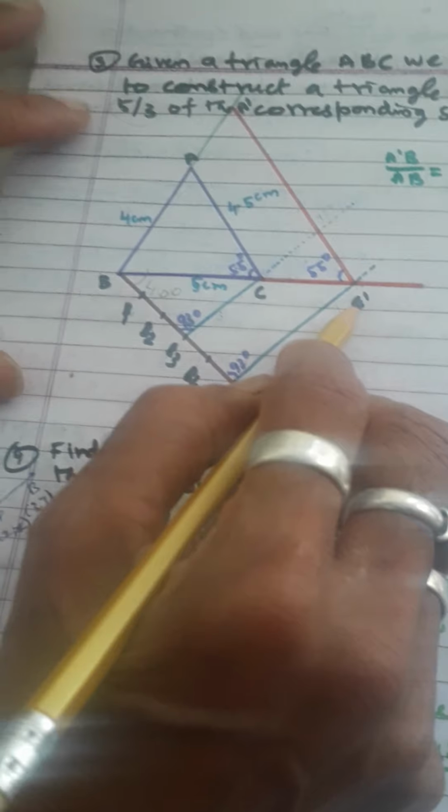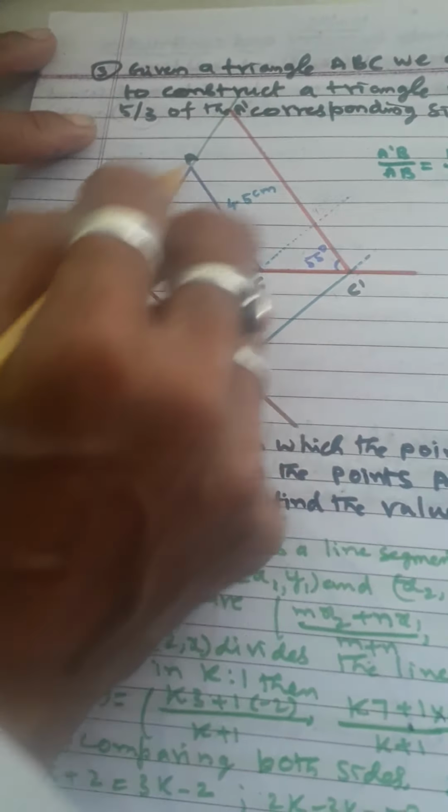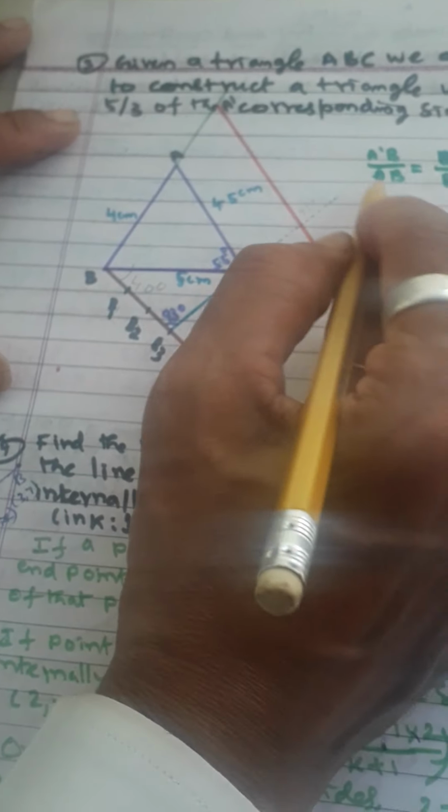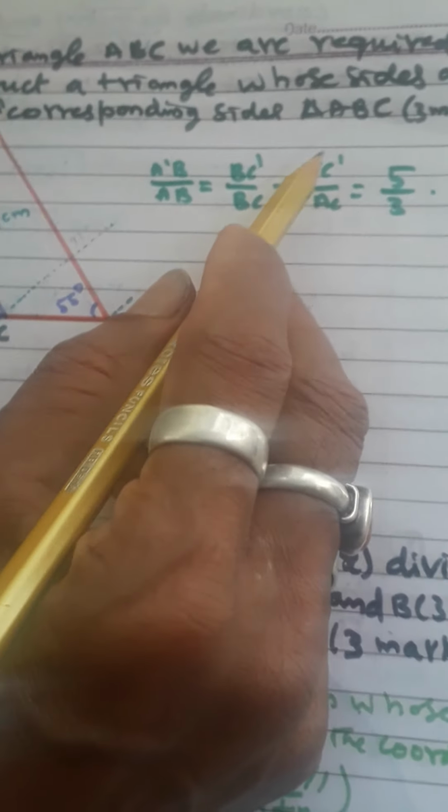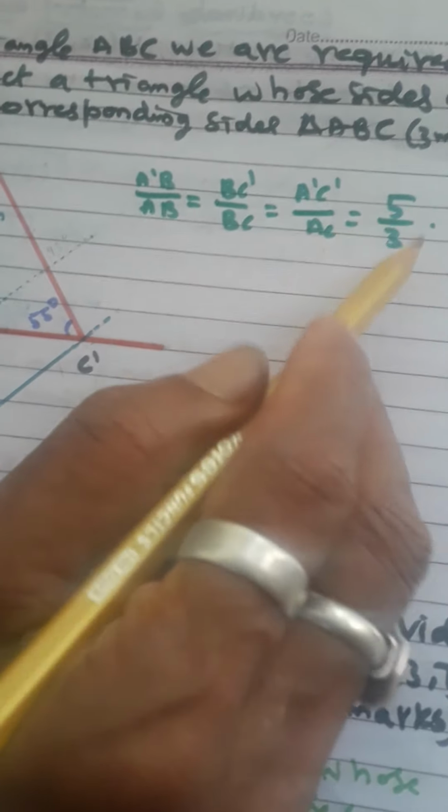So this triangle will be proportional to triangle ABC with the ratio 5 by 3. So A dash B divided by AB, or B C dash divided by BC, that is also equal to A dash C dash divided by AC, that will give 5 by 3. So this will come for 3 marks.